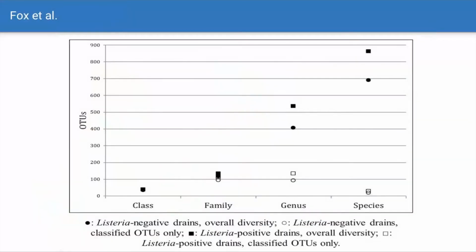But going a bit deeper, I just want to draw your attention to the top right-hand corner of this graph. The black squares are the Listeria positive drains and their overall diversity. The black circles are the Listeria negative drains and their overall diversity, measured in operational taxonomic units. And you can see that the overall diversity of the Listeria positive drains is much, much higher. So that suggests that there's something going on here. So they investigated this in a lot more detail.